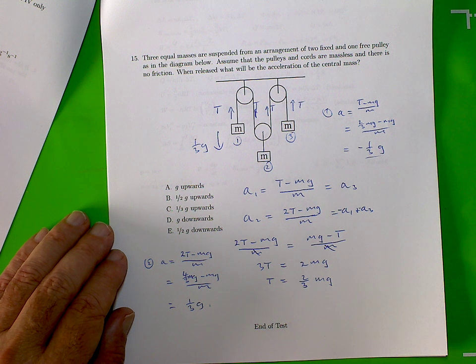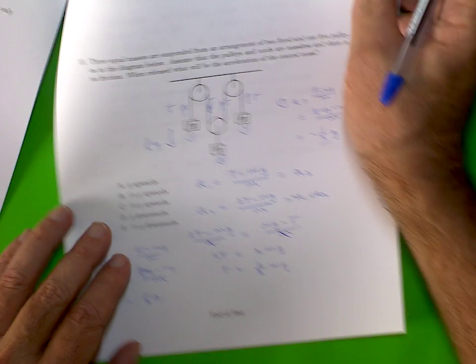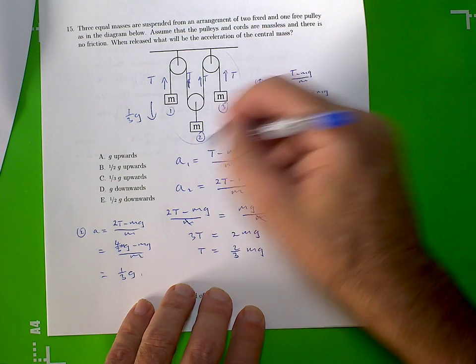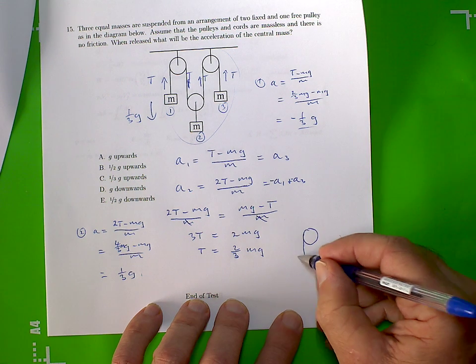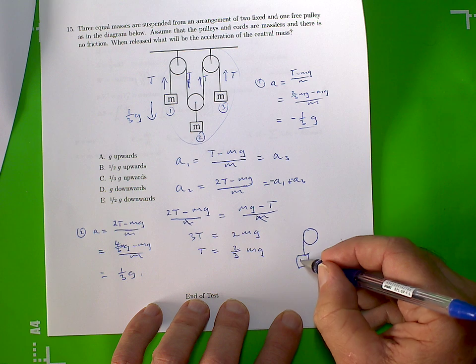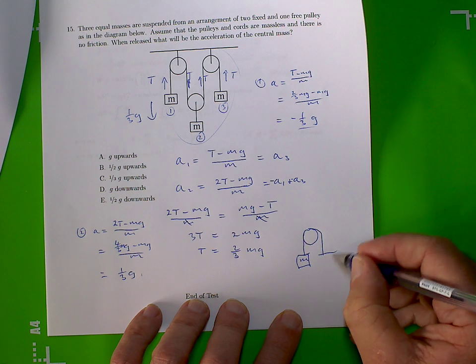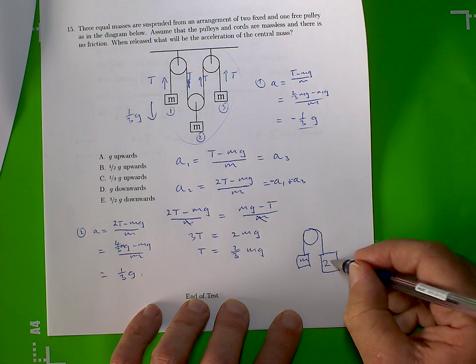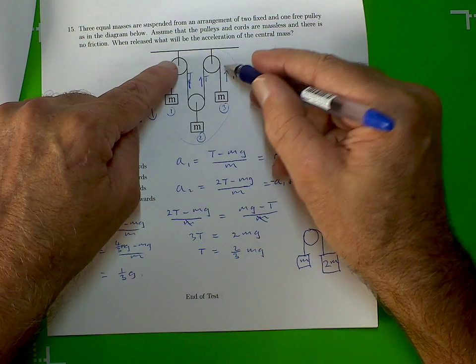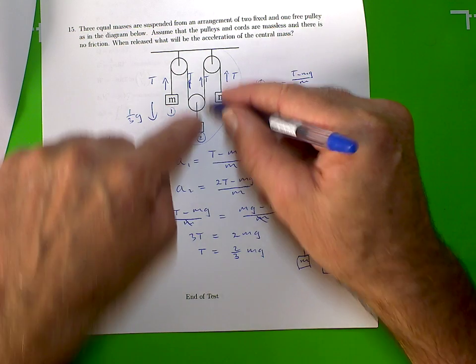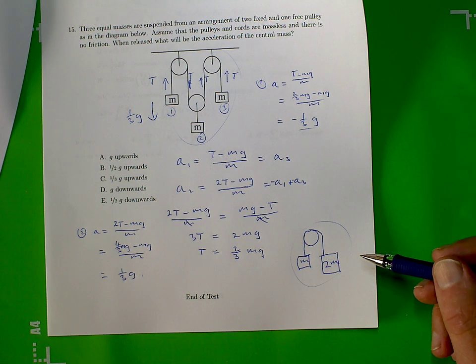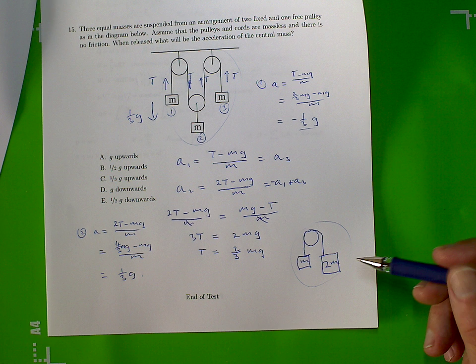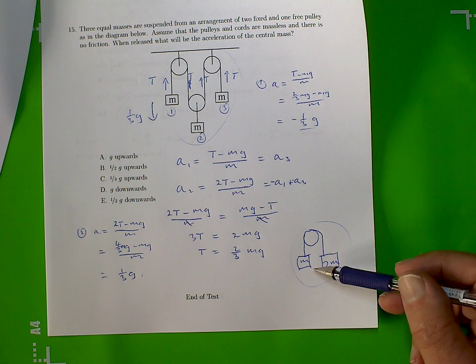Another way of looking at this problem that makes it seem a bit simpler is to say that it is equivalent to this. One pulley, on this side a mass m, and on this side a mass 2m. It's the same as that. You see, you've got two masses pulling down and one going up. So this is the same situation, and that's pretty simple to solve. I'll leave it as an exercise for you to show that you get the same solution.